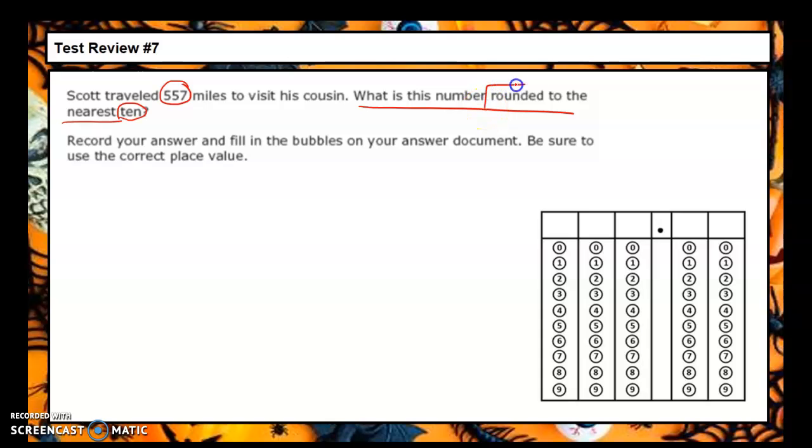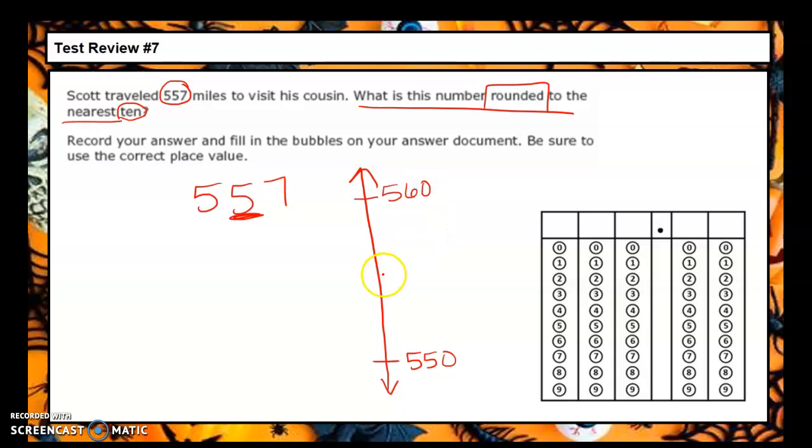So that means I'm rounding. All right, so I have 557, and I'm rounding it to my tens place. So that means when I draw my number line, my bottom number will be 550, because 500 and then 50 is in my tens place. And it might bump up 10 more, which would put me at 560.